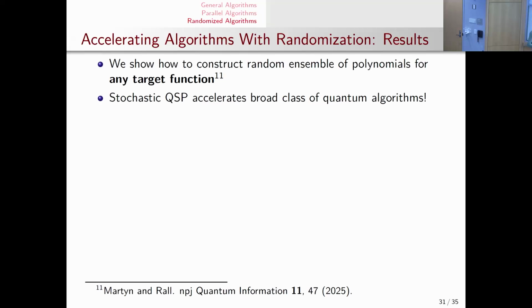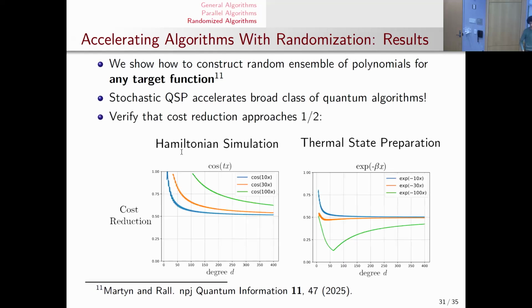And as a result, stochastic quantum signal processing accelerates a large class of quantum algorithms. And in our work, we show that we indeed achieve this cost reduction of 1/2 for things like Hamiltonian simulation and thermal state preparation. So this cost reduction is an asymptotic cost reduction. As the degree increases, the cost reduction approaches this factor of 1/2. Beforehand, it might be a bit different, but it's guaranteed to converge to 1/2 as the size of your polynomial or computation grows. So, in the asymptotic.